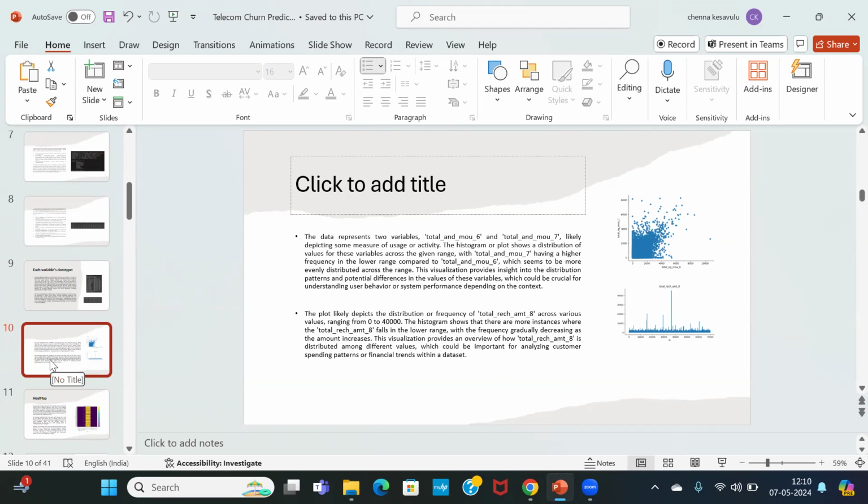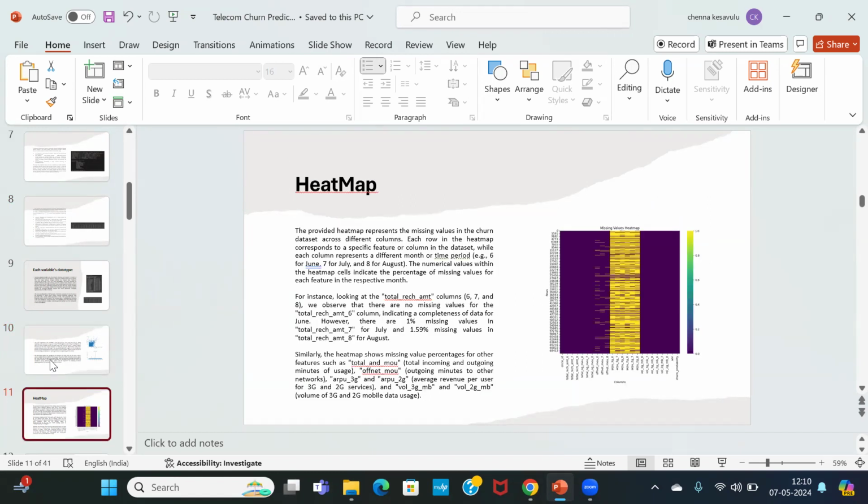Another variable, total recharge amount 8, is likely depicting the distribution of recharge amounts. The histogram shown here shows that lower recharge amounts are more frequent, gradually decreasing as the amount increases. Coming to the next slide, it indicates the heat map.